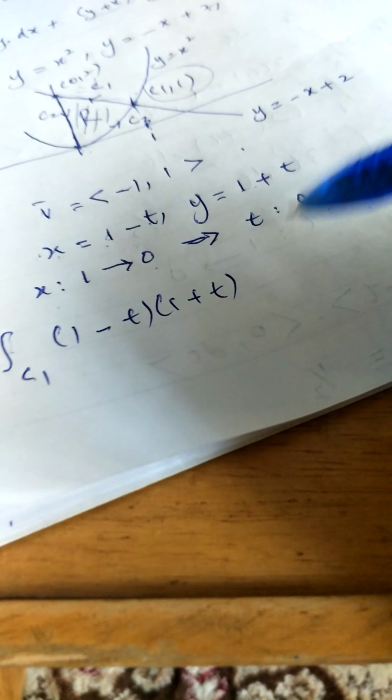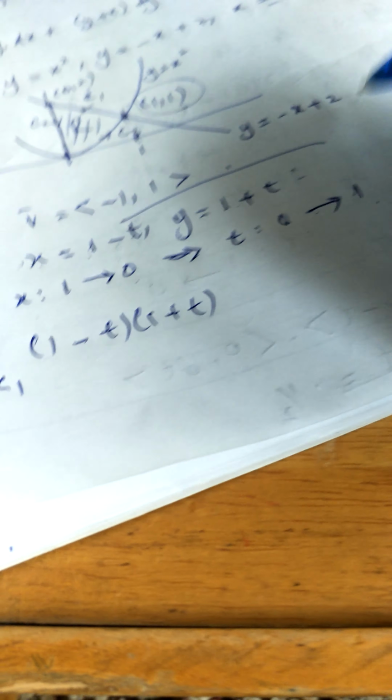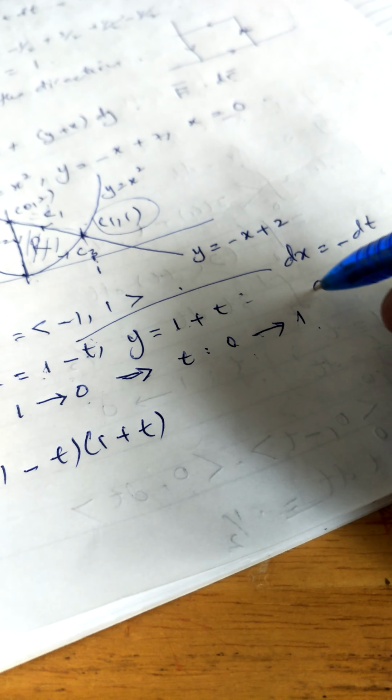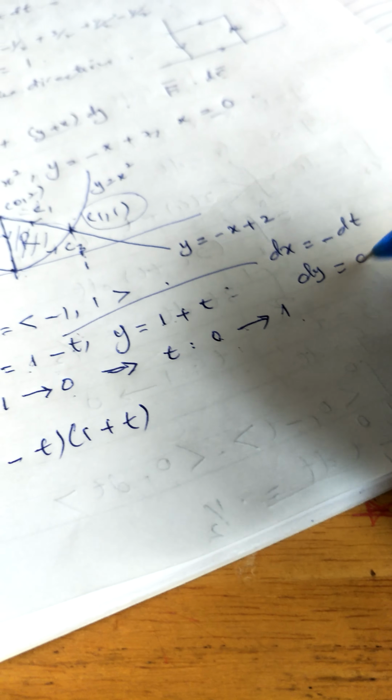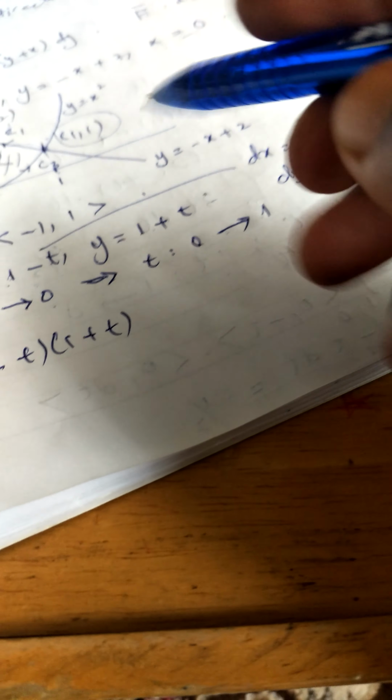Okay. Now you can evaluate this thing. For C1, our x is 1 minus t, our y is 1 plus t. You need to find dx here. Our dx is equal to negative dt, and our dy is equal to dt. So our dx is negative dt. You can have negative dt here.